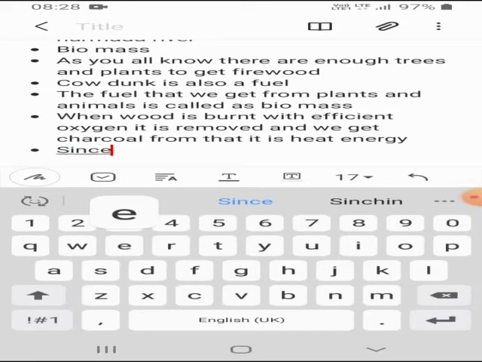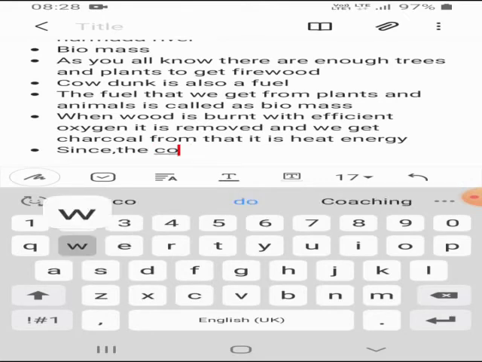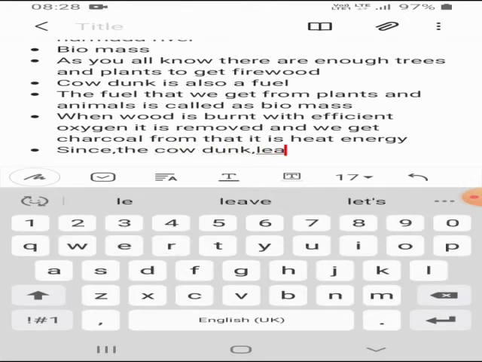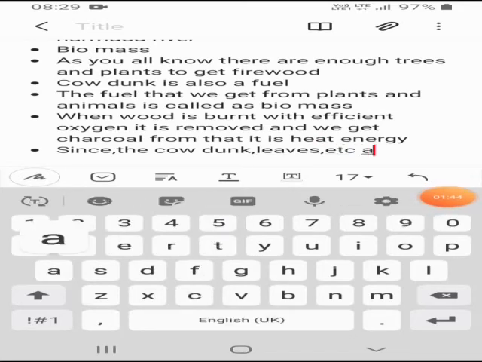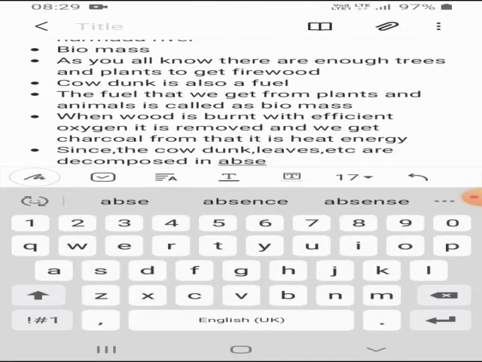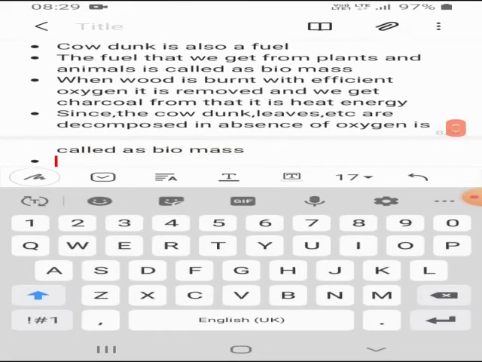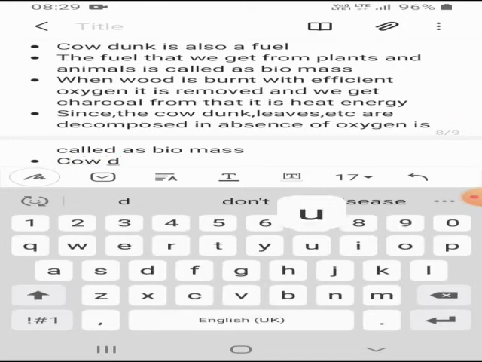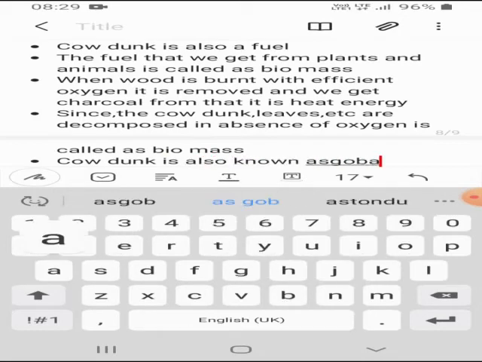Biomass, like cow dung, leaves, trees, and some other things, are decomposed in the absence of oxygen. And cow dung is also known as gobar gas, as you all know.